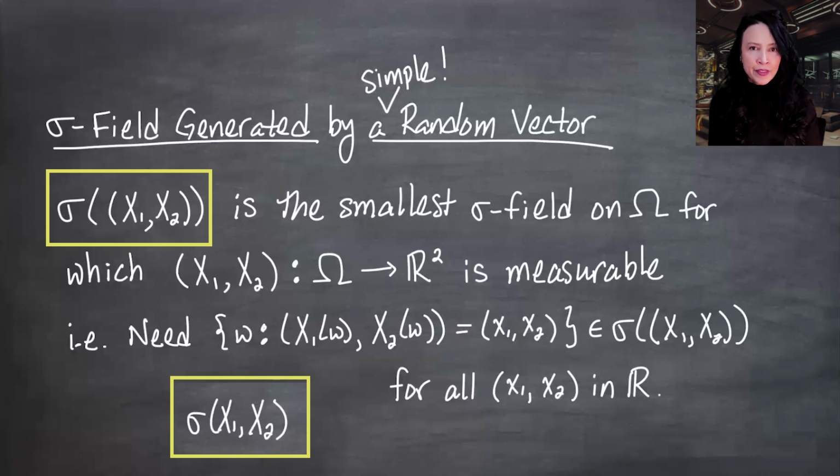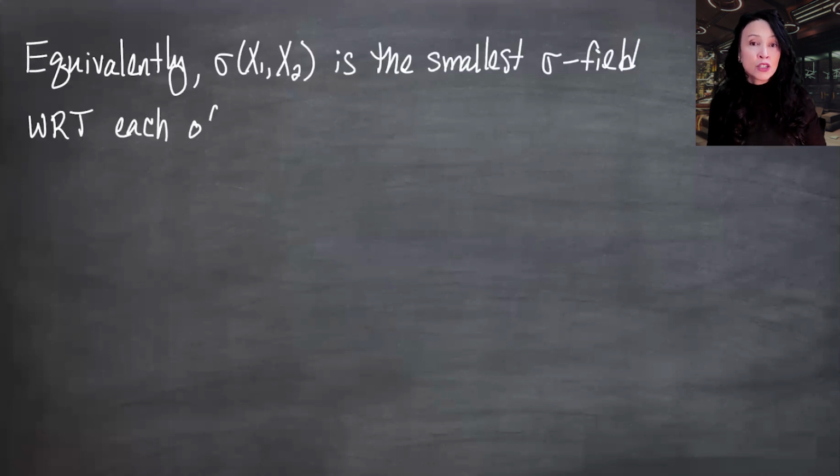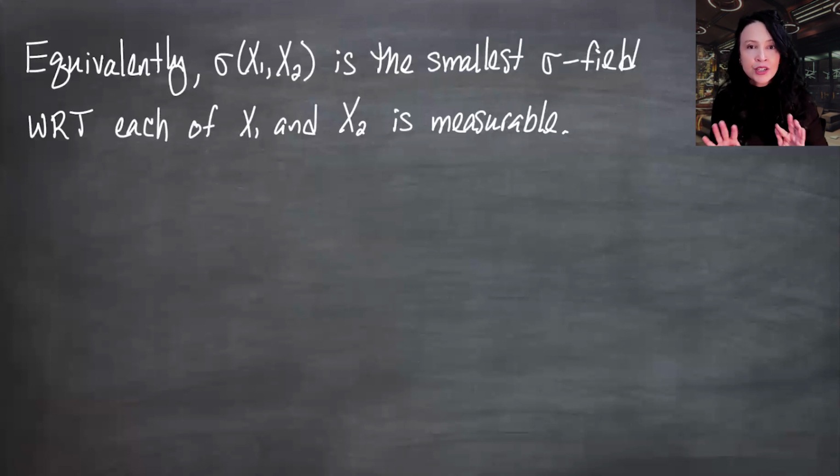Without the double parentheses, sigma of X1 and X2 is defined to be the smallest sigma field with respect to which each of X1 and X2 is individually measurable. So we won't be pulling back two-dimensional points, but pulling back one-dimensional points for each separate random variable. You don't have to worry too much about whether there are two parentheses or one, because I claim that this is equivalent to our previous definition.